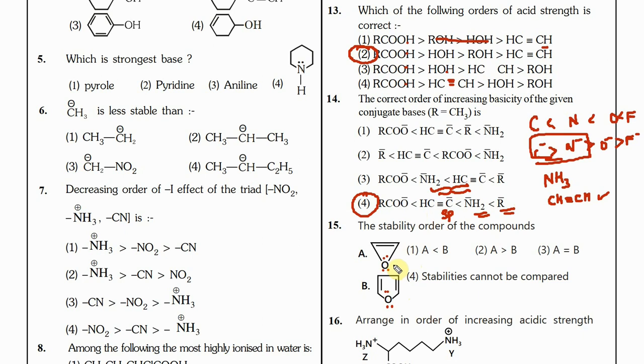The stability of the following compound. Okay, now when you look at this, see this one is not aromatic. Here the charge is in the ring. If the lone pair is given, it becomes anti-aromatic, whereas if the lone pair is outside, it becomes aromatic. So this is aromatic, this is not aromatic. So B is greater than A. So alpha.